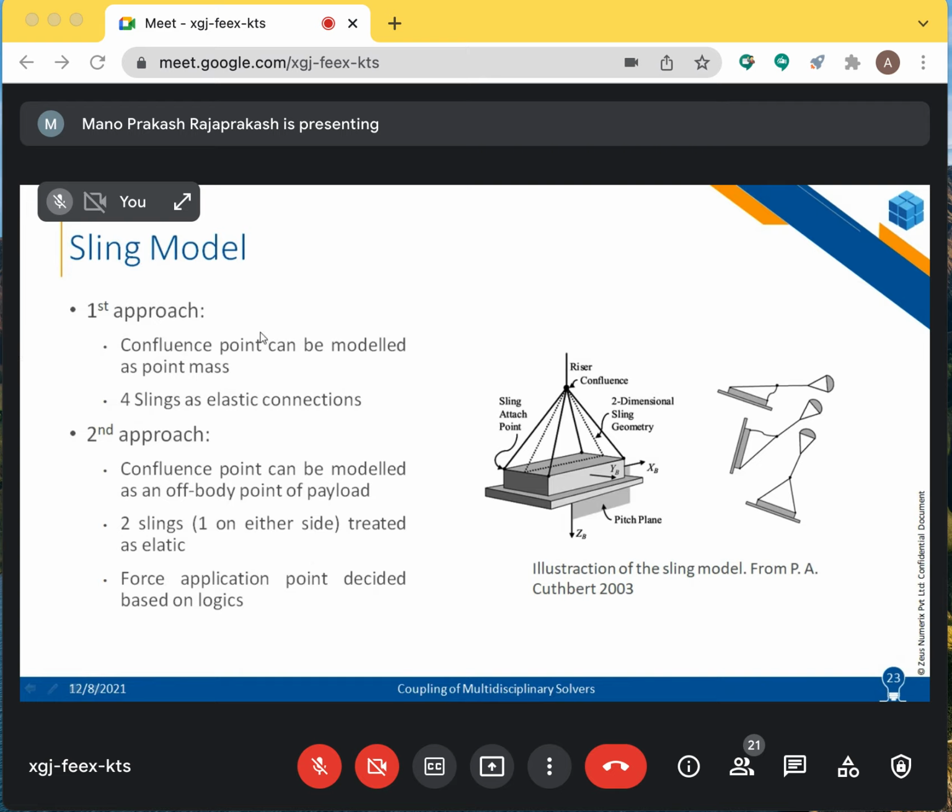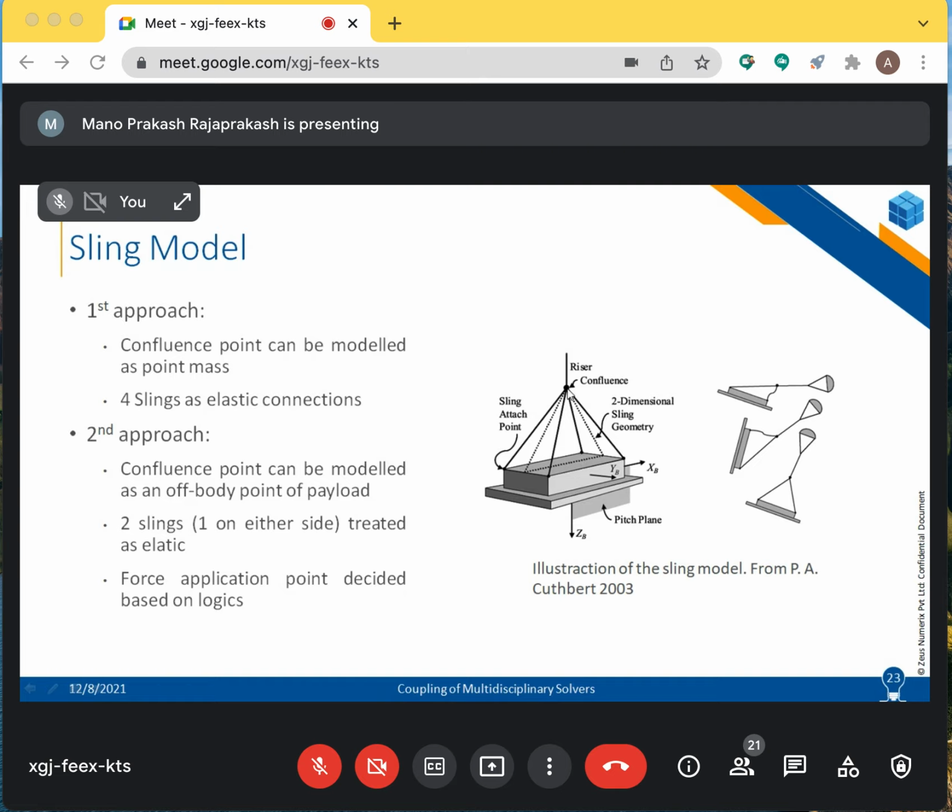Now there is another interesting phenomenon called a sling model. Here this is the sling, this is the pallet, and this is the payload. This is the entire assembly that I am dropping, and this is the riser. I have a parachute here, a riser connecting, and one confluence point. From this confluence point, I have cables running to all four corners of this cuboid.